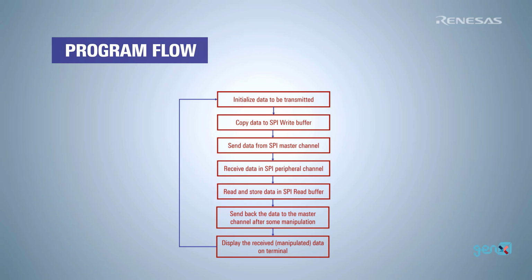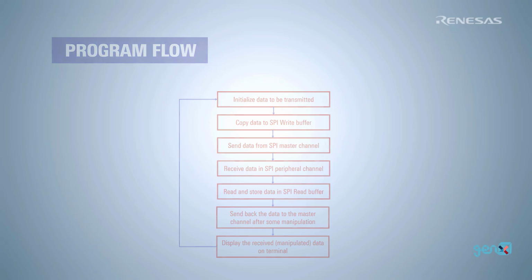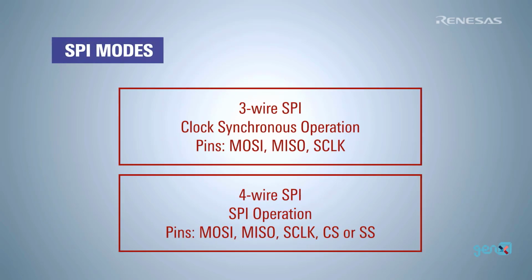In our application, we start by setting up some data that needs to be sent over SPI. We then copy this data into the SPI write buffer and send it through the master channel. The slave channel receives the data and stores it. After that, we make some changes to the received data, such as adding a constant value. Then, we send the modified data back to the master channel and display it on the terminal.